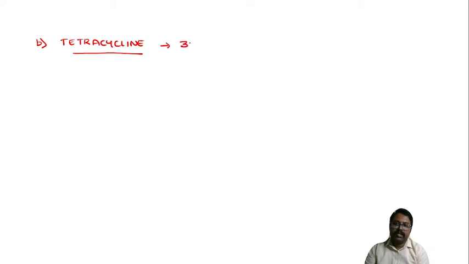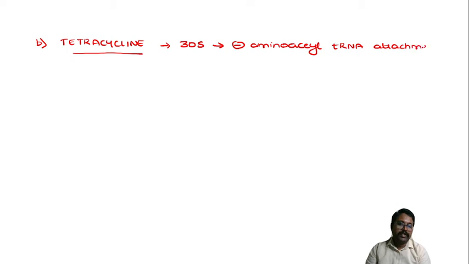So basically tetracycline will bind to the 30S ribosomal unit, and it will inhibit the aminoacyl tRNA attachment to the A site, thereby subsequently it inhibits the protein synthesis formation.